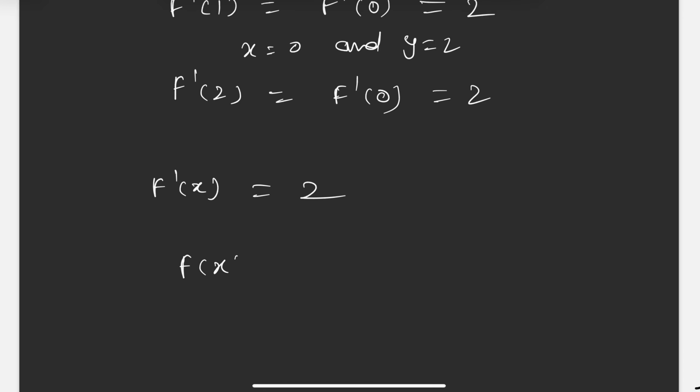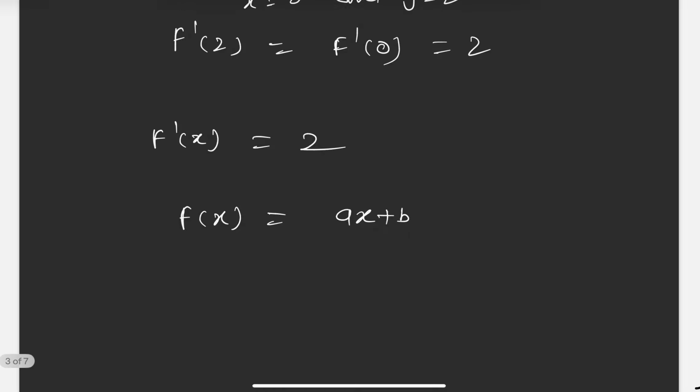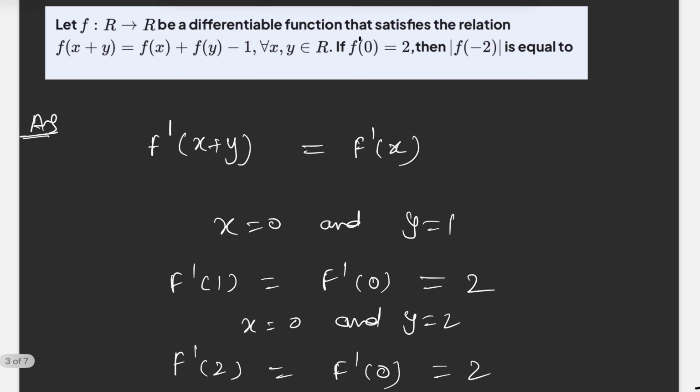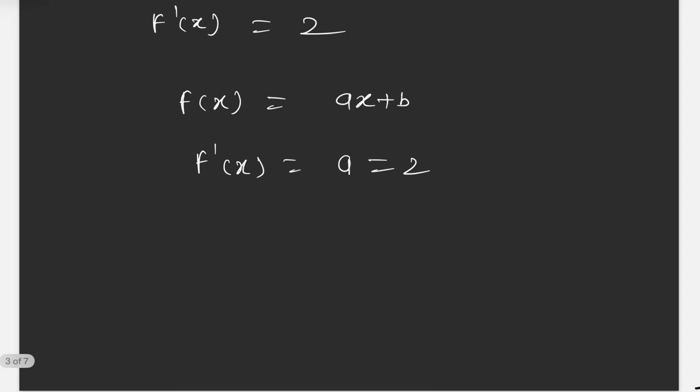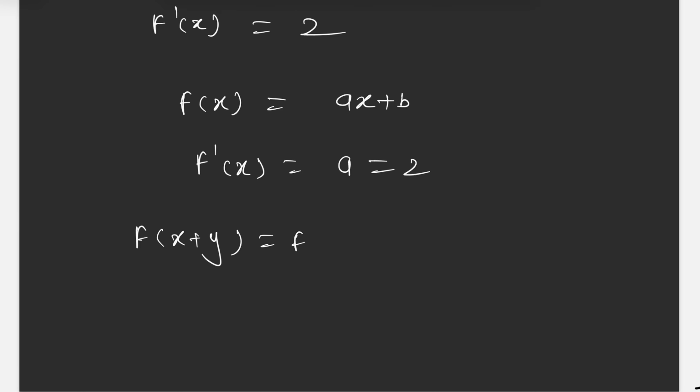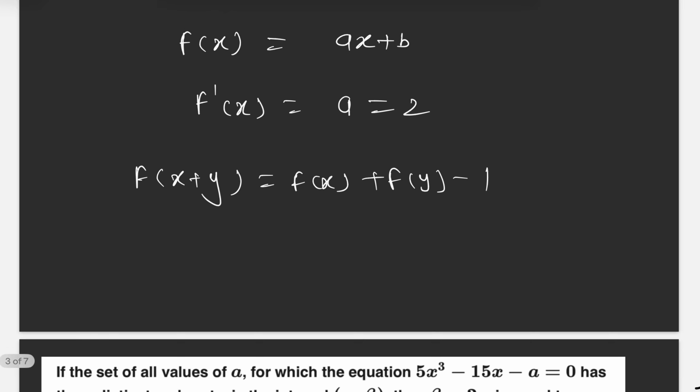So f x will be a linear function. So I can consider it as ax plus b format. So f dash x is 2, it means f dash x is here a, and which is 2. So the value of a I directly got as 2. And one more piece of information is given, we can keep this equation: f of x plus y equals f x plus f y minus 1. So from here I'll get the value of b.